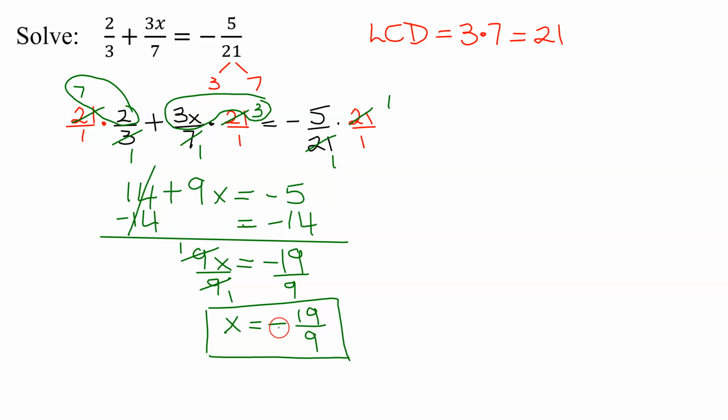And one other thing I wanted to point out is I wrote this answer with the negative in front of the fraction. It would be equally correct if I wrote x equals, you put the negative in the numerator, so you have -19 all divided by 9. Both of those are considered totally correct answers.